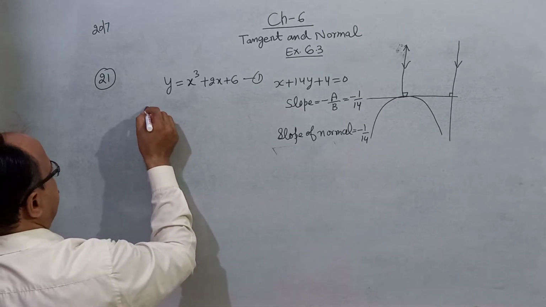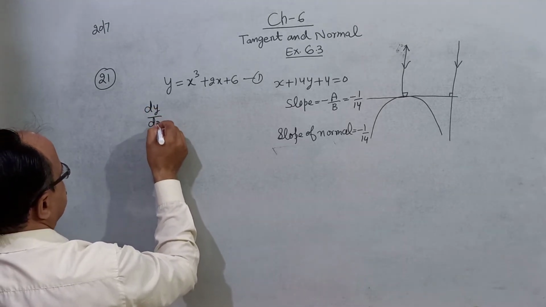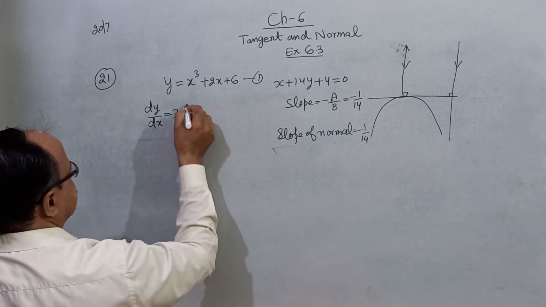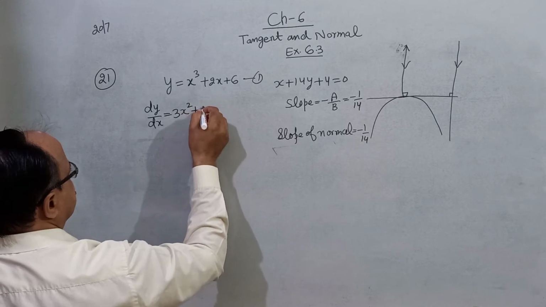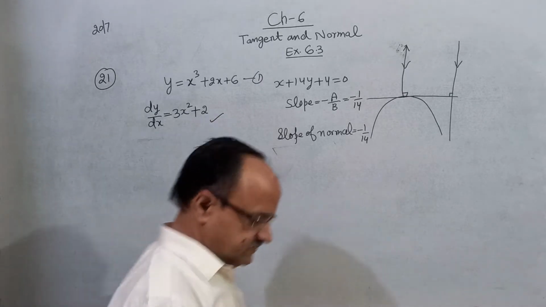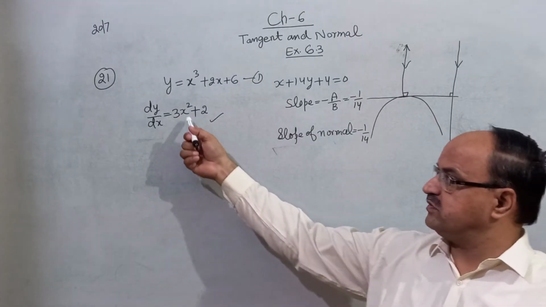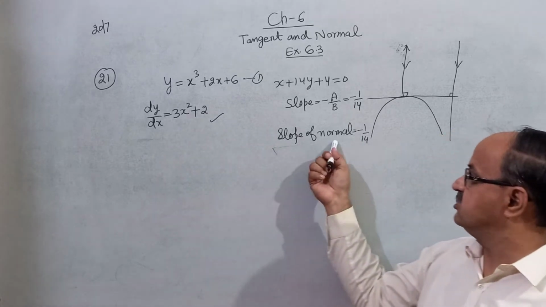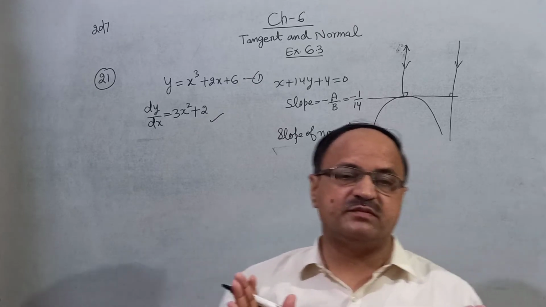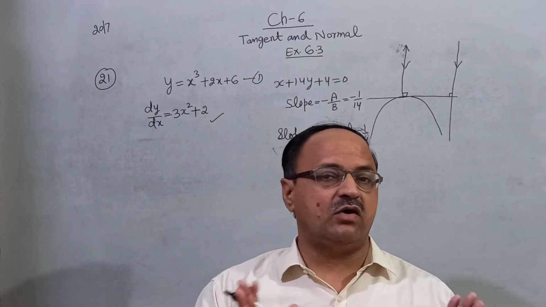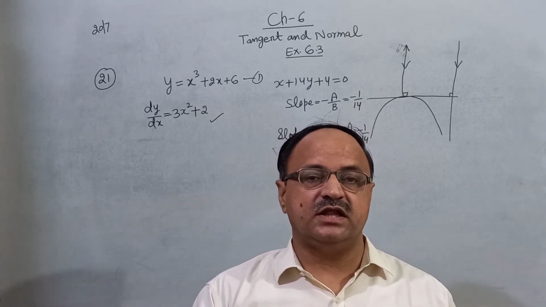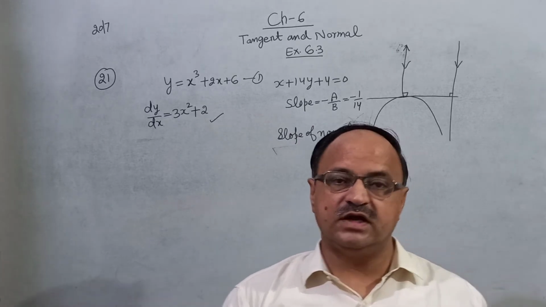Now, find the derivative. Differentiate both sides with respect to x. The derivative of x cube, that is 3x square. The derivative of 2x is 2. This is the derivative of function. This is the slope of tangent, and this is the slope of normal. And you know that tangent and normal both are perpendicular to each other. And already you know about the formula: if two non-vertical lines are perpendicular each other, then product of their slope is minus 1. Very simple.